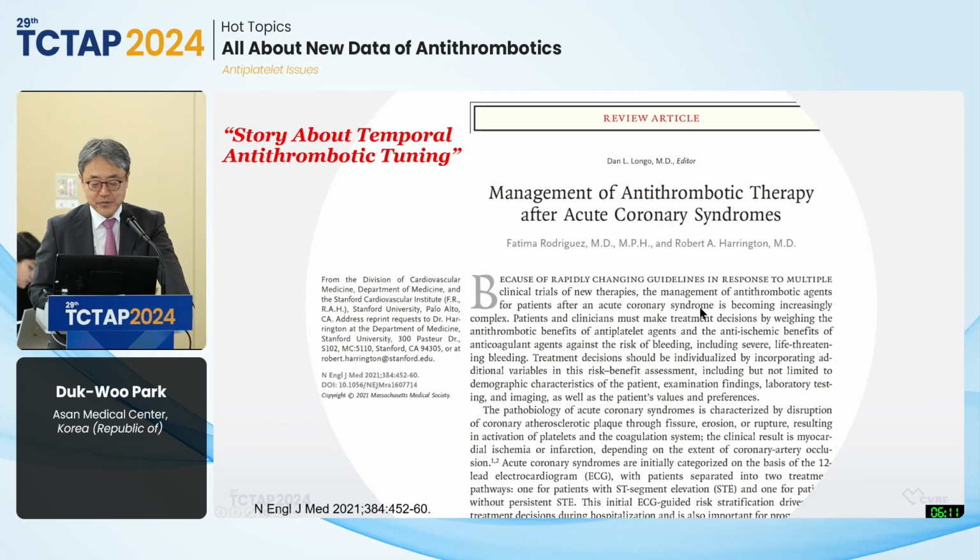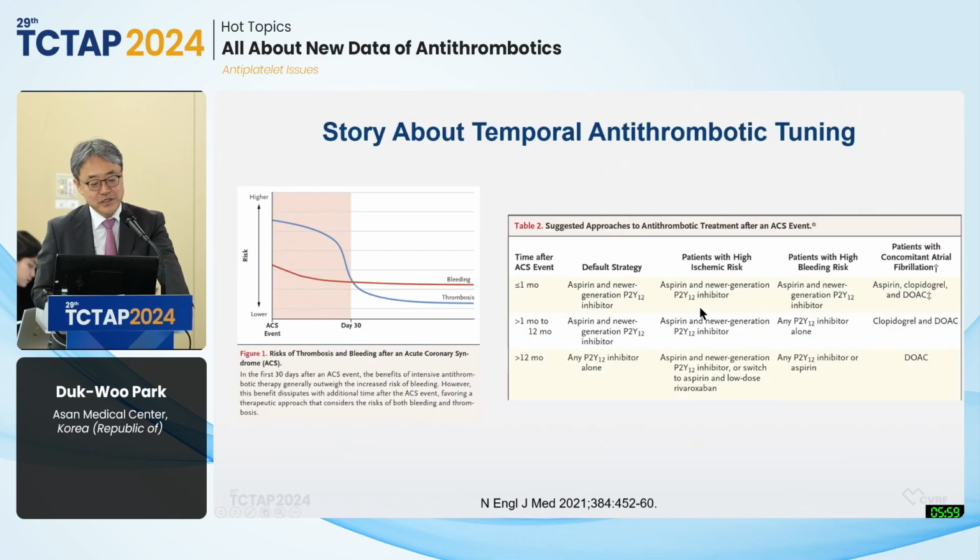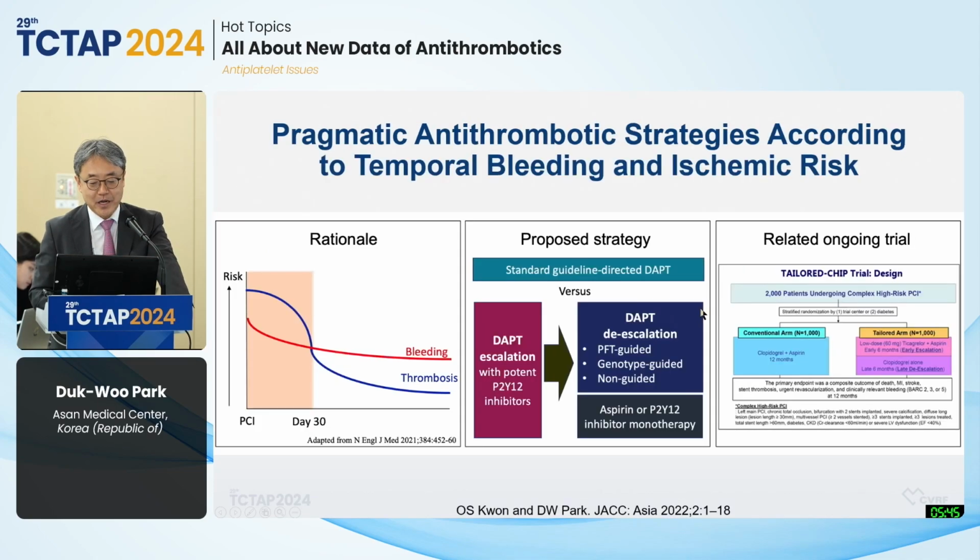And as shown by Bangalore, it's about temporal antithrombotic tuning. It's a very nice review article done by Robert Harrington at Stanford, published in 2021 in the New England Journal of Medicine. This is focused on temporal change: the risk of bleeding and thrombosis is different in ACS patients. This is the same for complex patients with left main disease or in the bifurcation region.